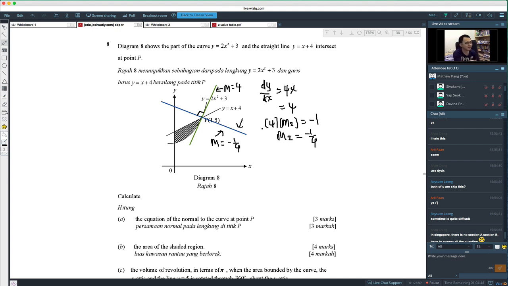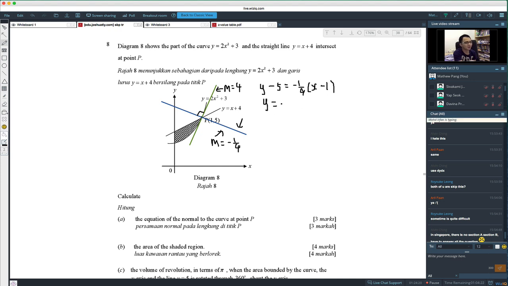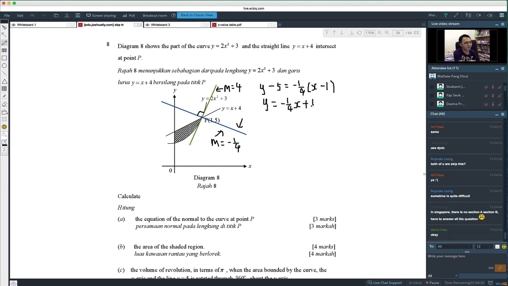After you get the gradient, you will need to form the equation. If you want to form the equation, of course you need a point, which is (1, 5). So I will use the equation formula: y minus 5 equals -1/4 (x minus 1). Then I solve this one. y equals -1/4 x plus 1/4 plus 5. So y will equal -1/4 x plus 21/4. So this will be my equation of the normal. Alright.